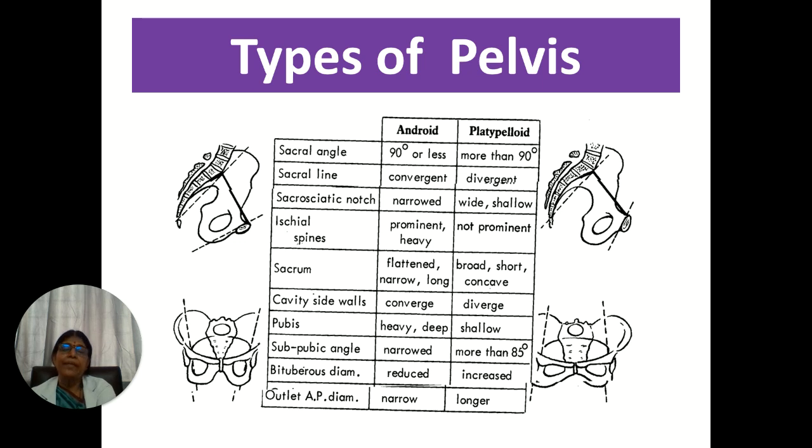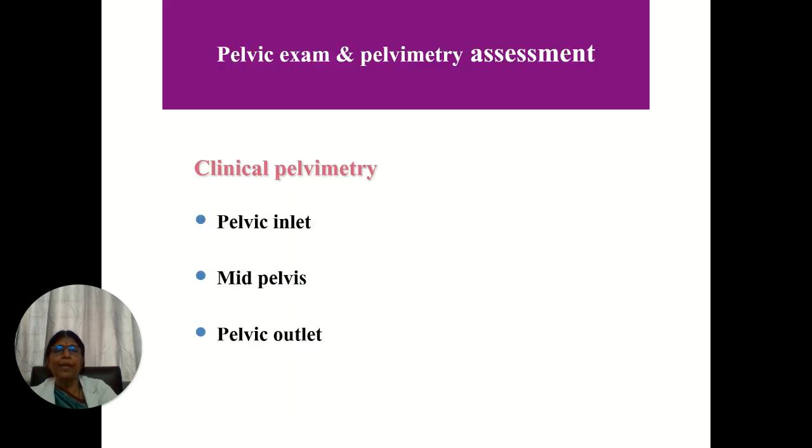This causes many of the cases of deep transverse arrest, because of the ischial spines being very prominent. The sacrum is flattened, broad, short and concave in a platypelloid pelvis. The side walls converge in the android, whereas they diverge in the platypelloid. The pubis is heavy and deep, whereas it is very shallow in the platypelloid. Subpubic angle is acute in an android pelvis, and the intertuberous diameter is very much decreased, whereas it is increased in a platypelloid pelvis. Now coming to the pelvic examination and pelvimetry assessment.